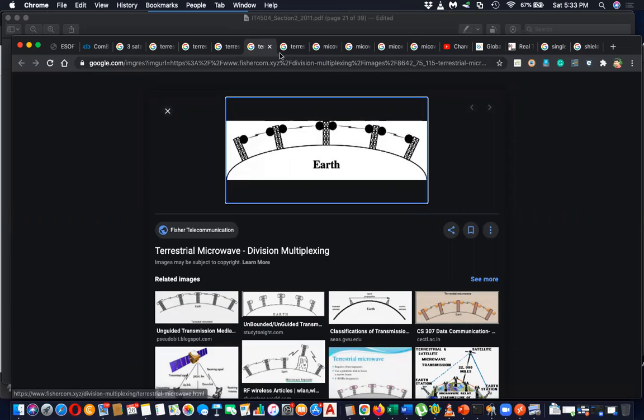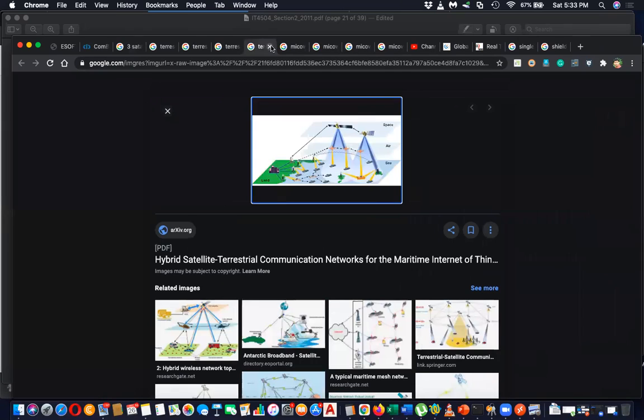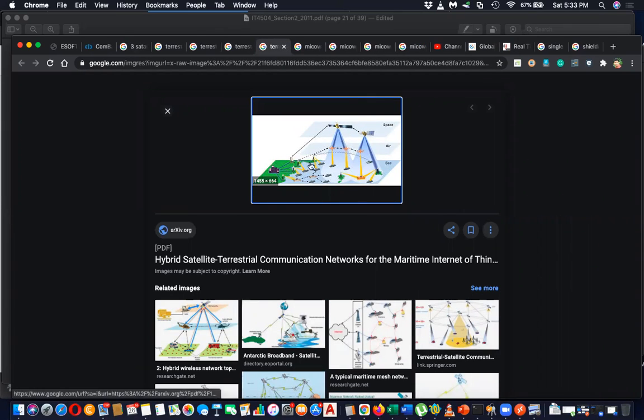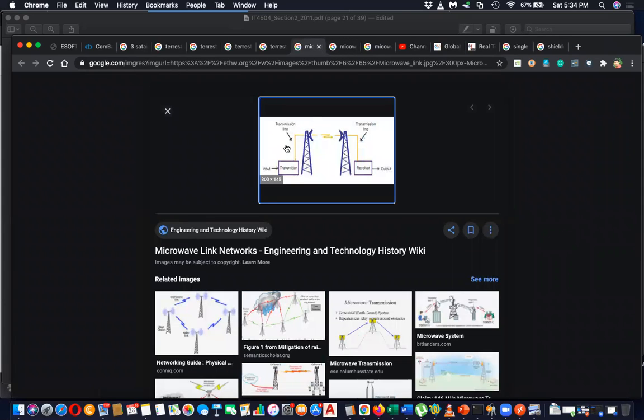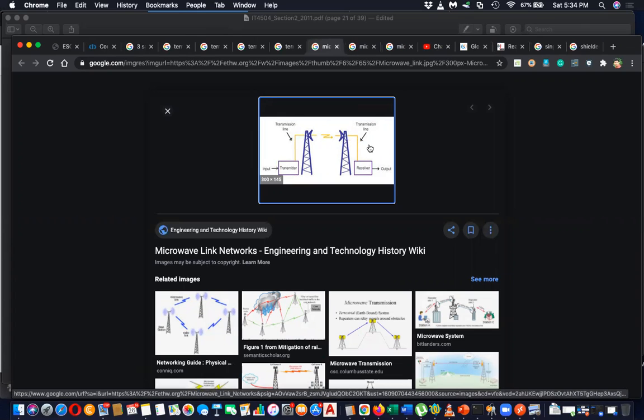These drums can see each other. Line of sight is there. And here using satellite and terrestrial. Terrestrial layer and the satellite are basically connected. And this is again terrestrial point to point microwave. This is again terrestrial. So line of sight is there. Both can see each other. This is how the transmission happens.